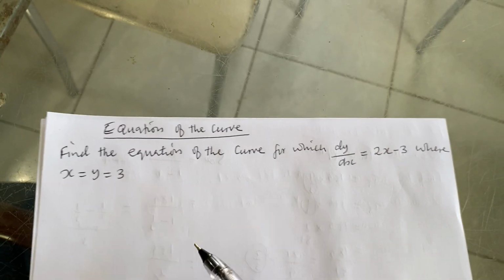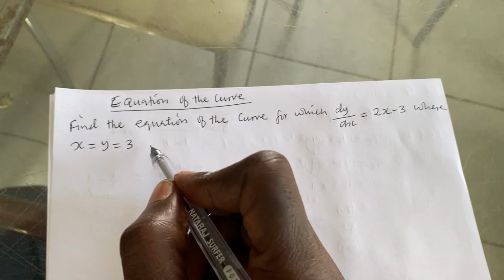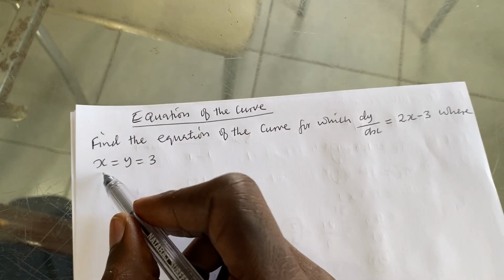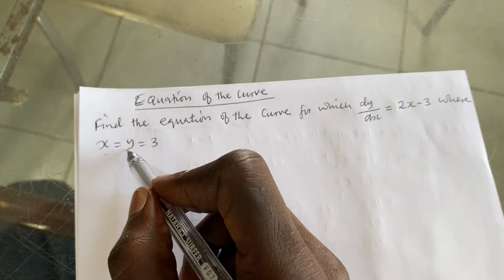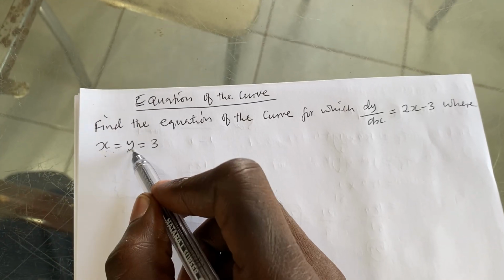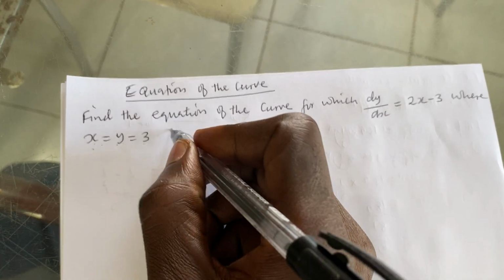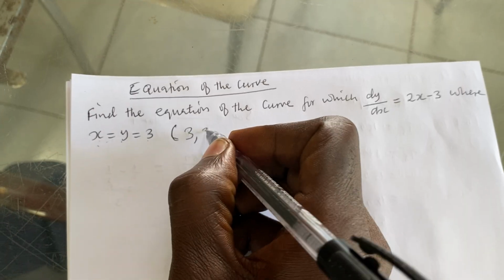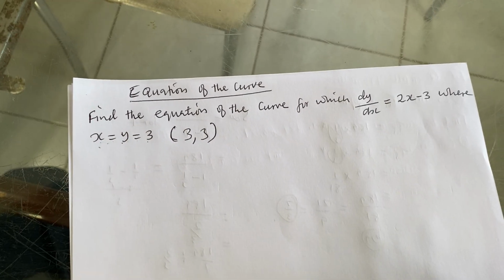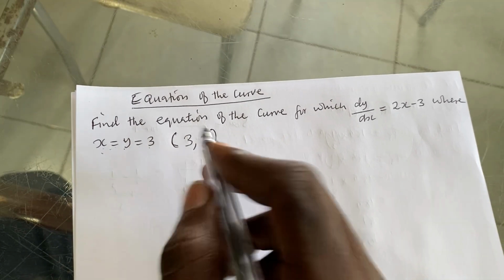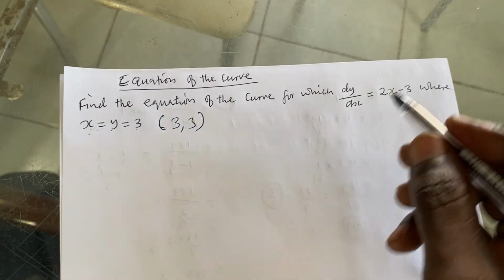What you're supposed to know here: x is equal to 3, y is equal to 3. So this one is just the same as the point (3, 3). Just that. So don't be confused here.